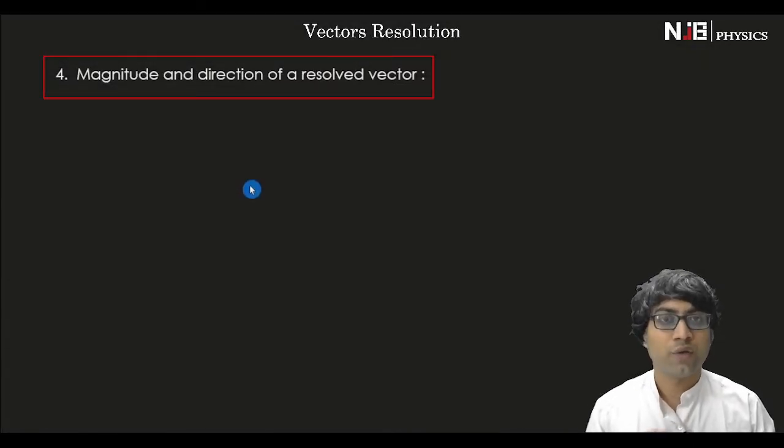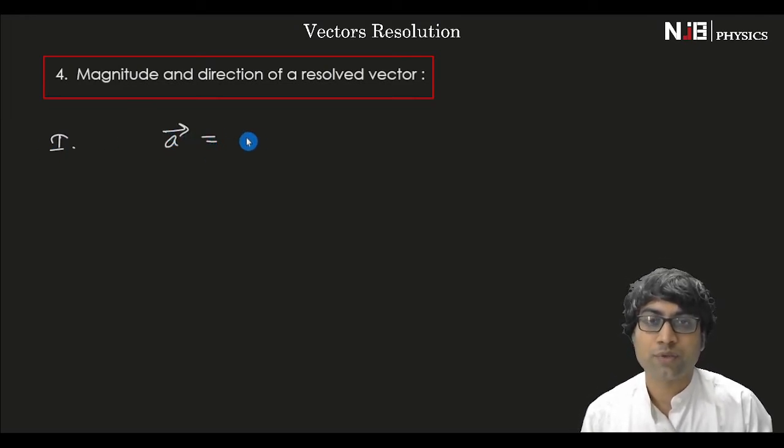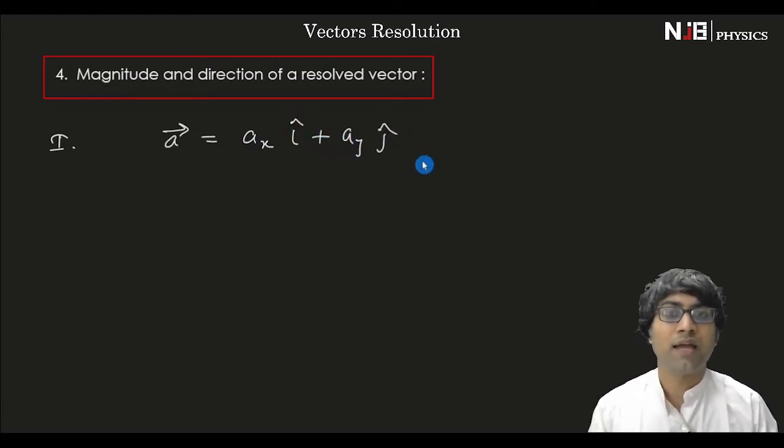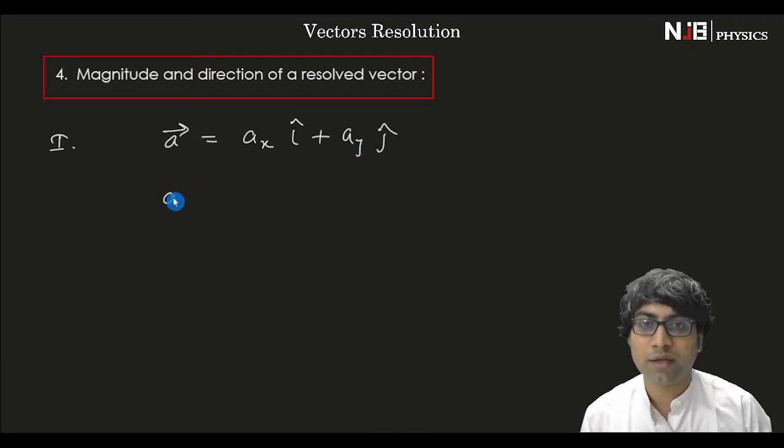So now we have a vector which is already resolved. Let's take the first situation in which we have a vector which is written as ax i cap plus ay j cap. It means that this vector does not have the z component. So let's talk about the magnitude of this vector. The magnitude of this vector will be equal to the square root of ax square plus ay square.